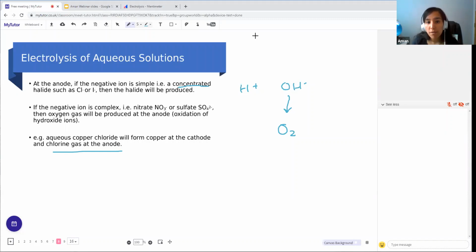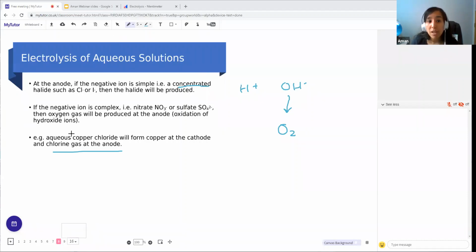If you have a dilute halide, then oxygen will be produced. So the general rule is that oxygen will be produced unless you have a concentrated halide, and that's what I would remember. It doesn't matter what you have, oxygen will be produced unless it's a concentrated halide, and that's what most of the exam boards tend to write down as a rule in their textbooks. It must be concentrated. So if something says it's dilute, that means oxygen will be produced. It has to be concentrated.